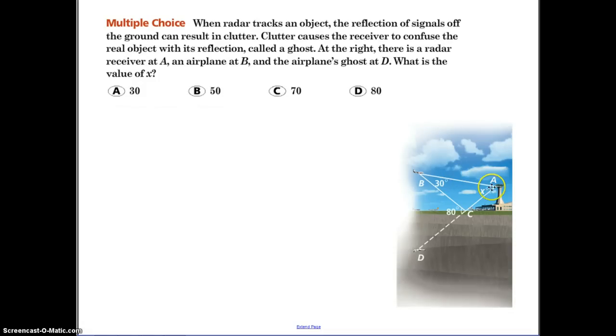So I'm looking for the angle from the airplane to the, what was that called again? My radar. There we go. And then from my radar to the ground. Well, this is an interior angle, and this is an interior angle, and I have an exterior angle out here. So easiest thing to do is that 80 equals 30 plus X. So the value of X is 50.